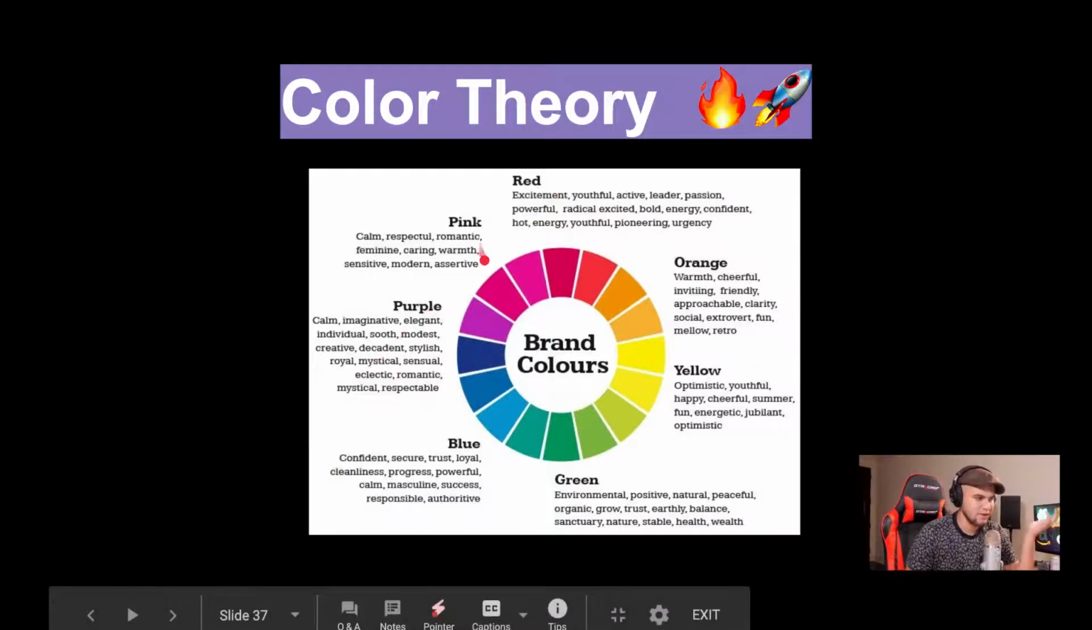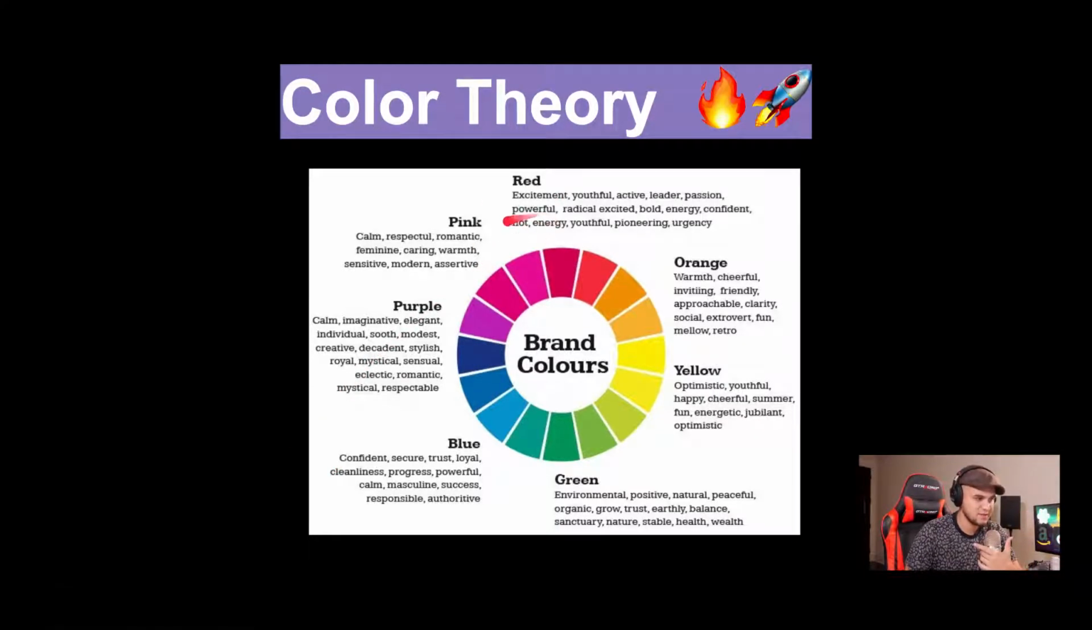Another one would be red. Red is synonymous with excitement, youthful, active leader, passion, powerful, radical, bold, energy, confident, hot, pioneering, and urgency. The most important one right here, in my opinion, would be urgency. Everything that is red, if you think about it in the real world, red means blood. If you see blood, it's like, holy shit, that's urgent. We have to take care of that right now. Let's go. We're pretty much animals, part of nature, and we have triggers that did develop because of color.